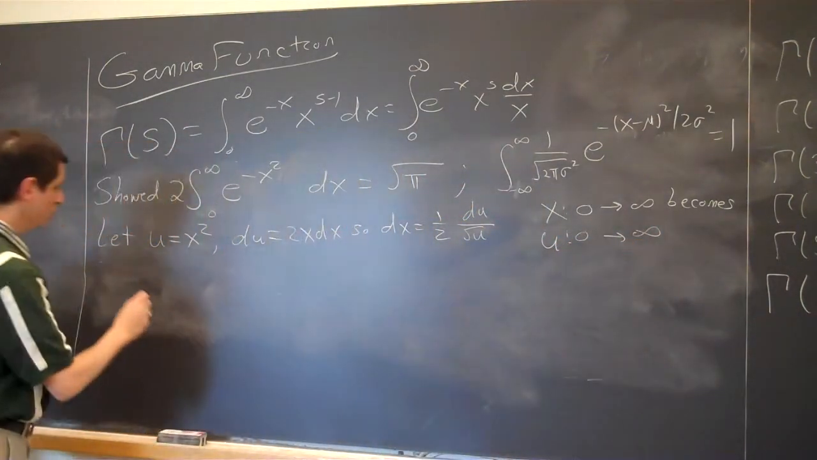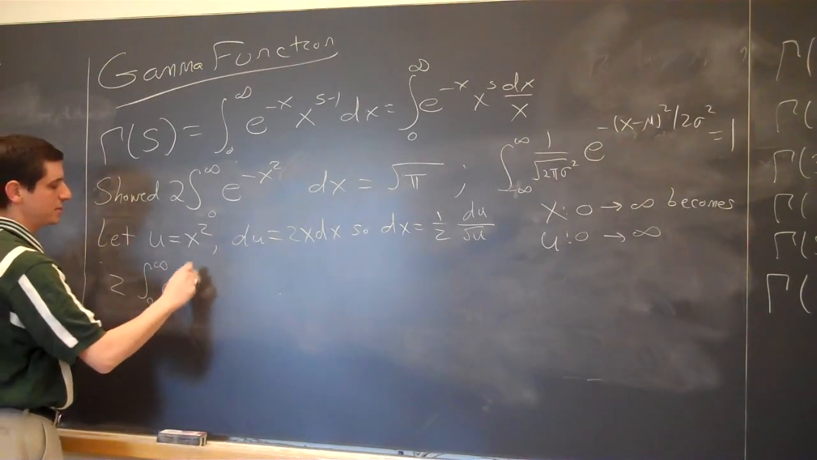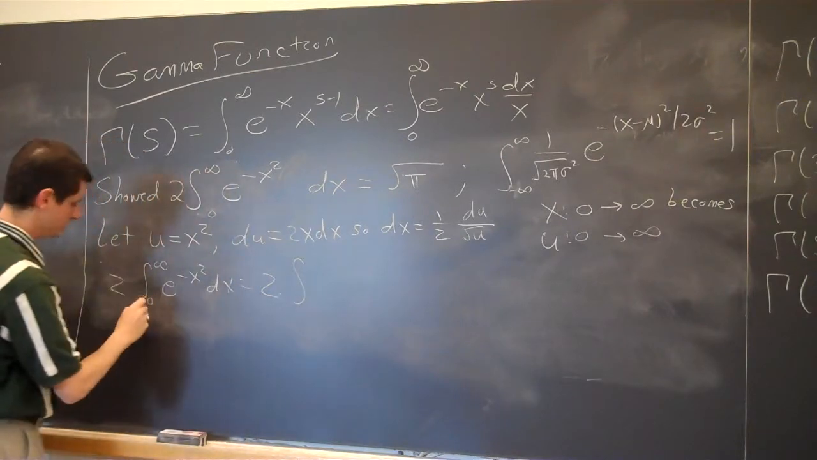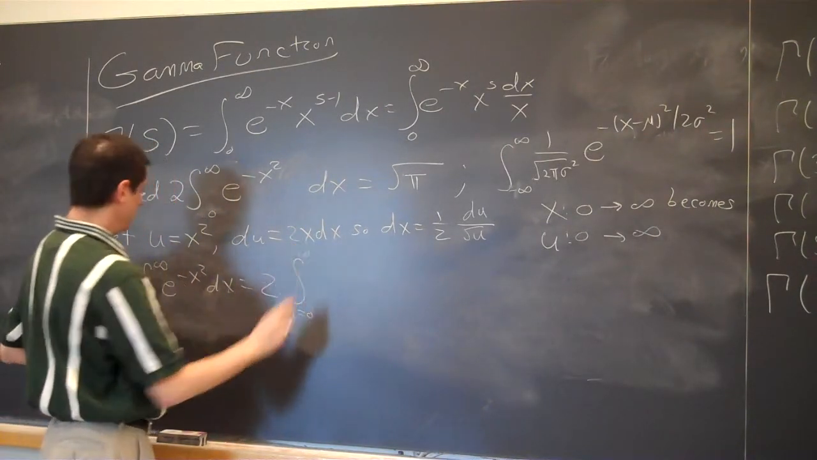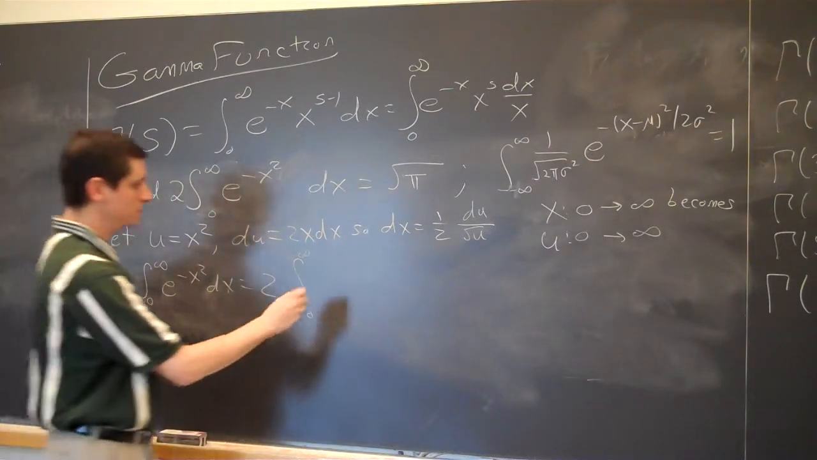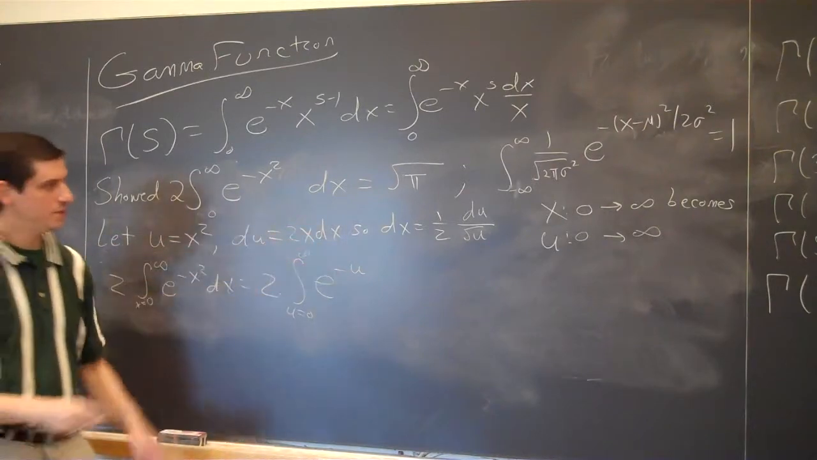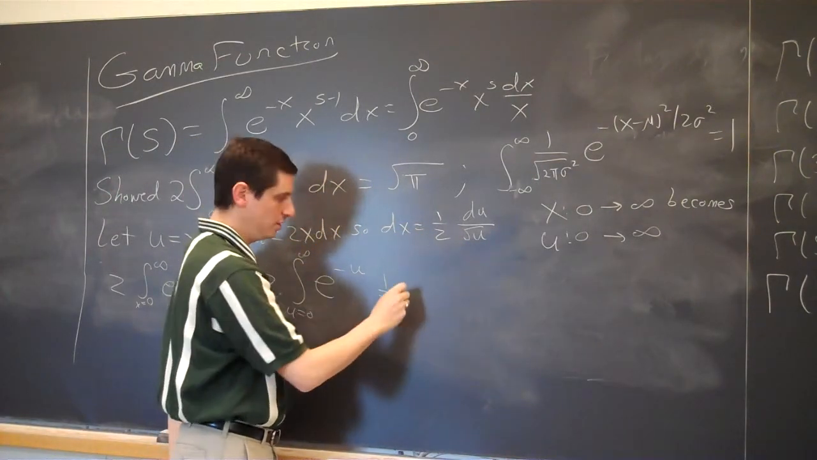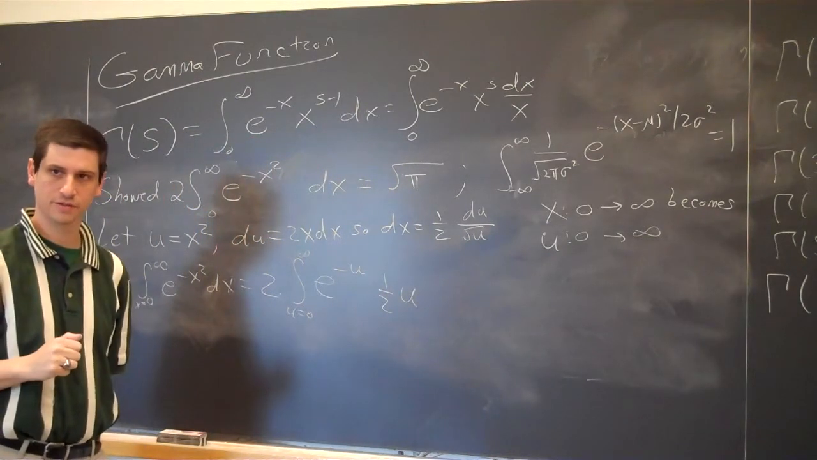So we get 2 times the integral from 0 to infinity of e to the minus x squared dx is equal to 2, I'll write this as x goes from 0 to infinity, u goes from 0 to infinity, e to the minus x squared becomes e to the minus u. dx becomes 1/2 square root of u in the denominator. Square root of u in the denominator is the same as u to the minus 1/2. Right?